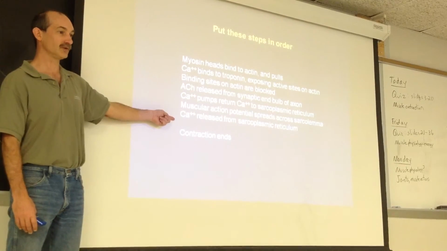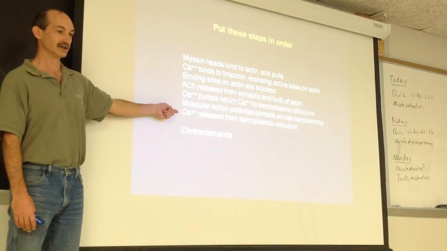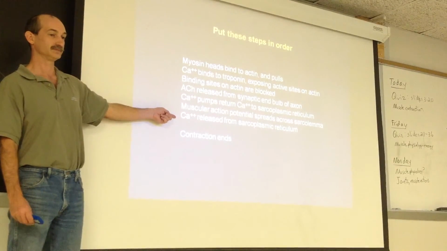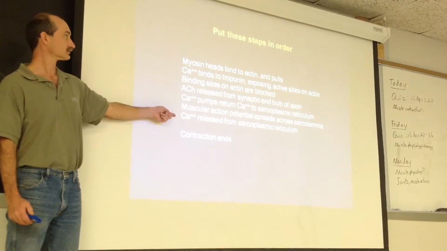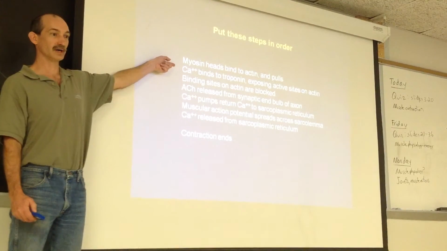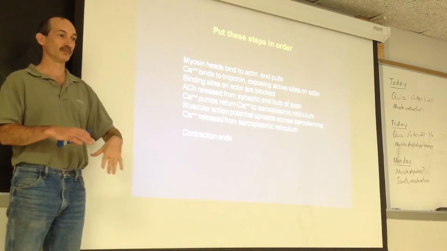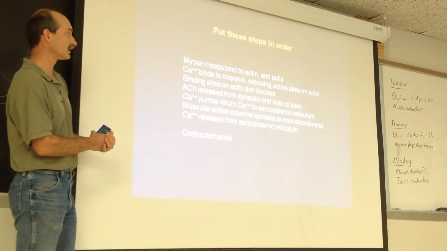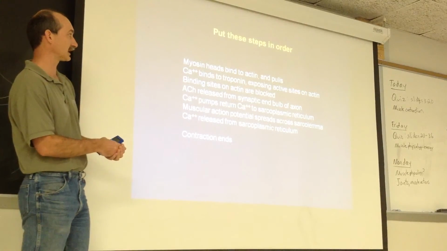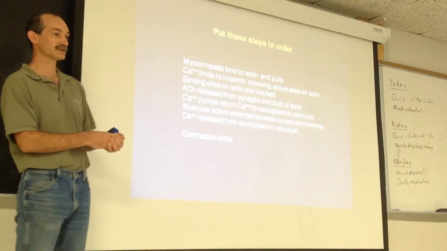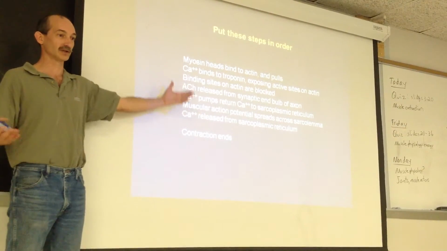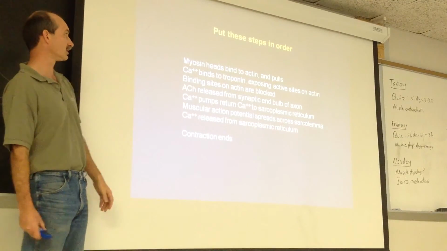Okay, number 3 would be calcium released. So calcium is released from the sarcoplasmic reticulum. What would be the next step? Okay, calcium binds troponin. That makes tropomyosin shift away from the active sites. So now our active sites are exposed on actin. So now what happens? Myosin heads bind to actin and then pull, assuming there's ATP present, which there should always be.